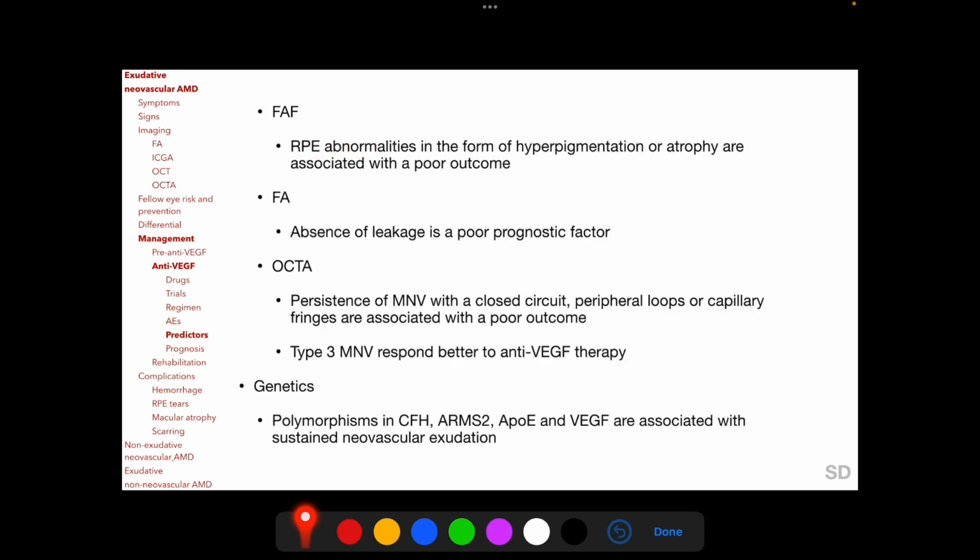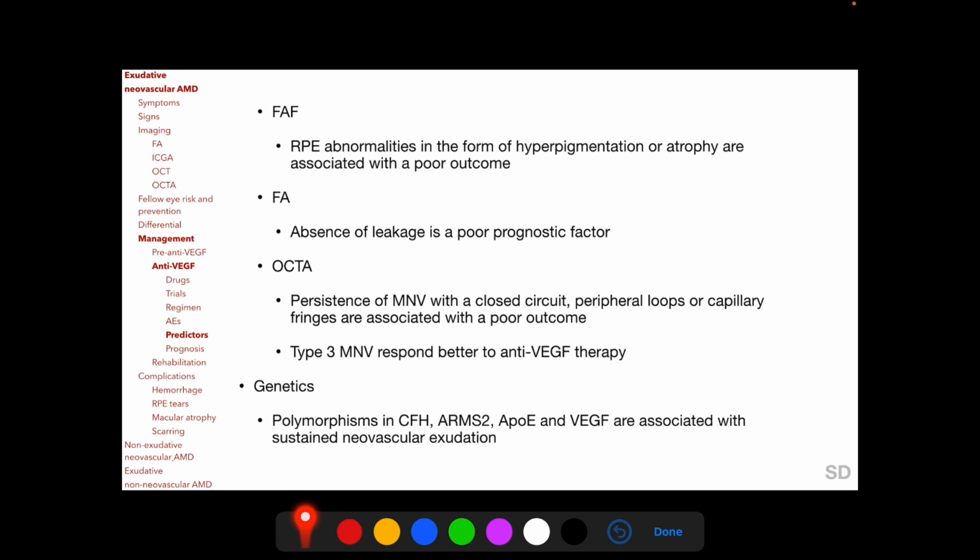RPE abnormalities in the form of hyperpigmentation or atrophy, which appear as areas of hyperautofluorescence and hypoautofluorescence respectively on fundus autofluorescence, are associated with a poor outcome following anti-VEGF therapy, and absence of leakage from the neovascular lesion on fluorescein angiography is a predictor of poor response to anti-VEGF therapy.